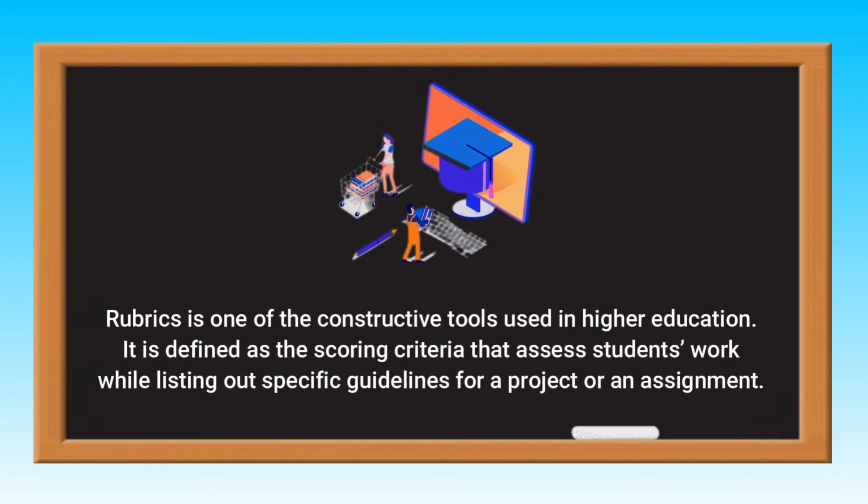Rubric is one of the constructive tools used in higher education. It is defined as the scoring criteria that assesses students' work while listing out specific guidelines for a project or an assignment. Each mentioned criteria specifies a gradation scale. This scale is primarily qualitative and helps the educators and learners in analyzing their performance.